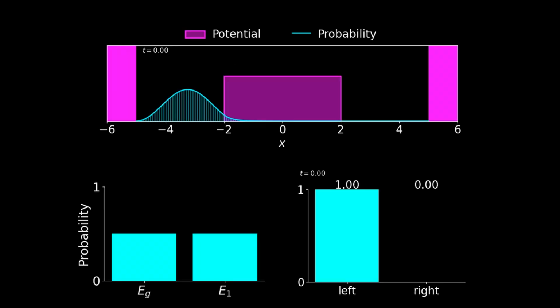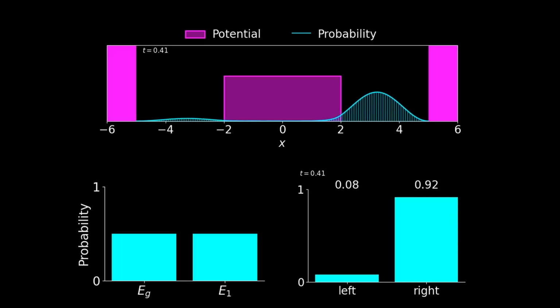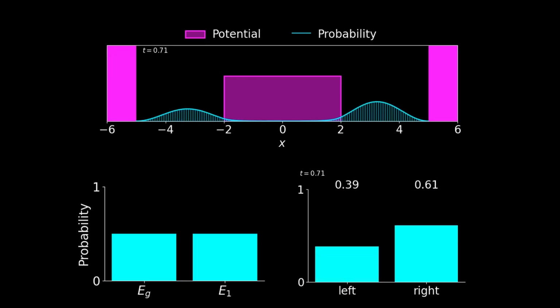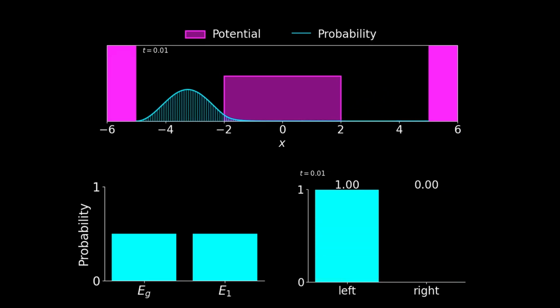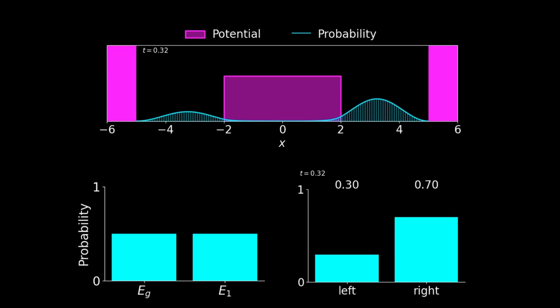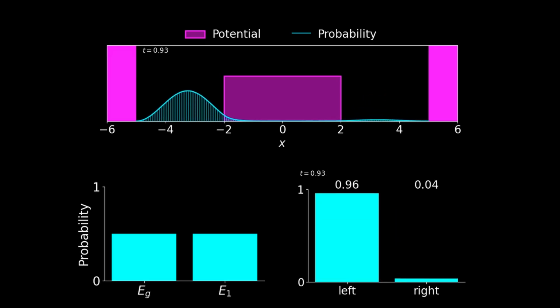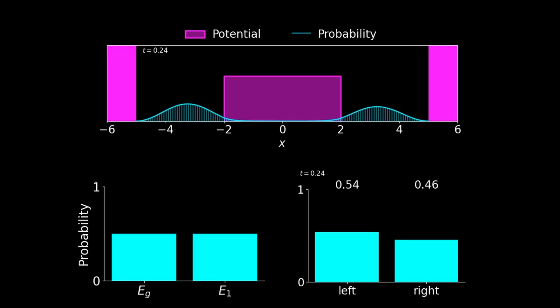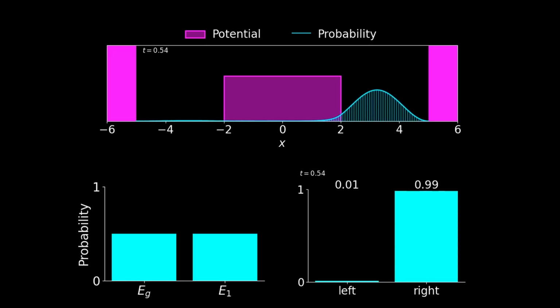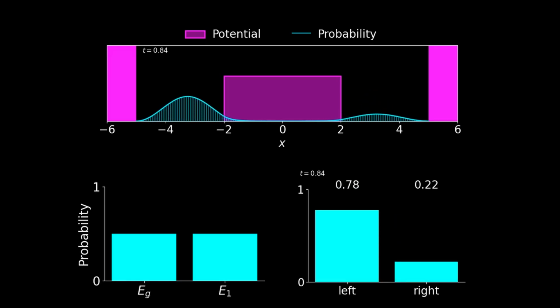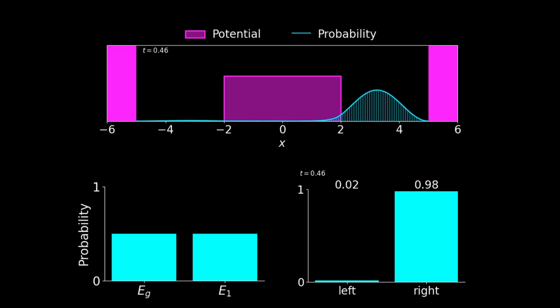Now, let's let the system evolve in time. The system will start with the particle completely localized in the left well. We're going to show what the wave function is doing here on the top, and the probability charts for each basis on the bottom. On the bottom right, we have the probability to measure a particle in the left or the right well. And on the bottom left, we're going to have the probability to measure either the ground state energy or the excited state energy. Each of these charts will change in time as the system is simulated.